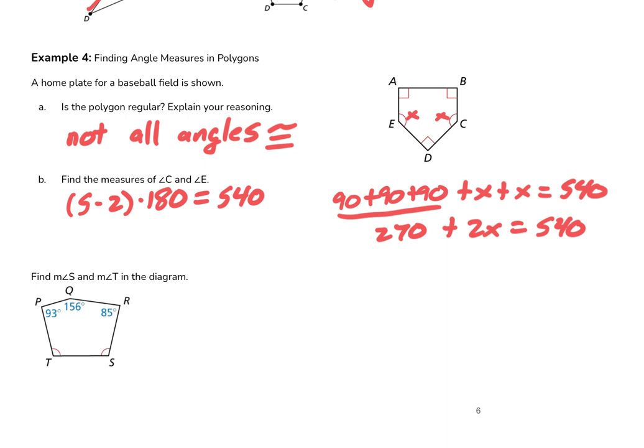Okay, and then we're going to solve for X. So we're going to subtract 270. And then we're going to divide by 2. Okay, and then that kind of proves to us that these angles here are 135 degrees, definitely bigger than 90, so they're definitely not the same.